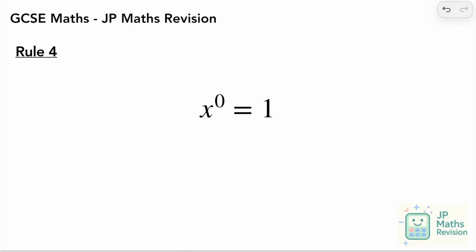Rule number 4 is anything to the power of 0 is 1. So if we have x to the power of 0, that's always going to be 1. So that applies for any value of x. So if we had 10 to the power of 0, that's going to be 1. Or let's say 77 to the power of 0, sorry, that's going to be 1. Any number raised to the power of 0 is 1.